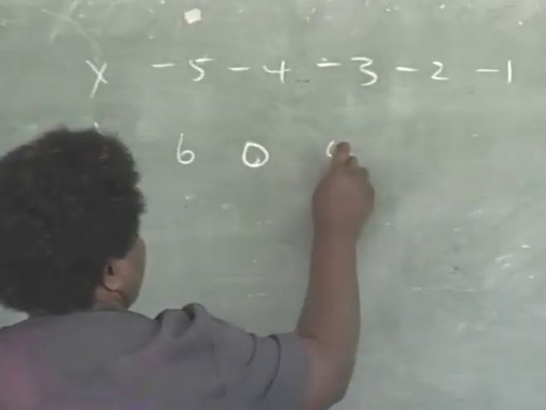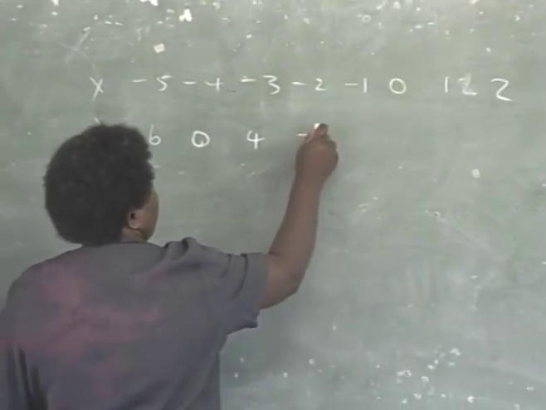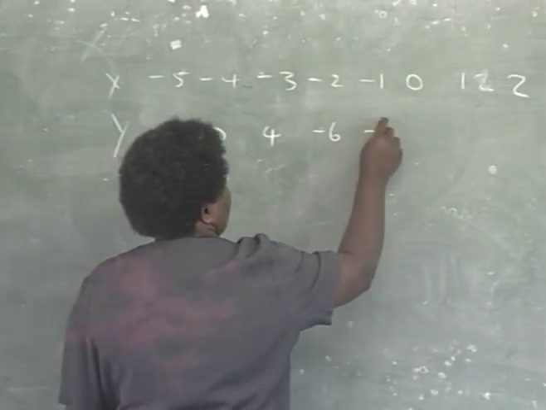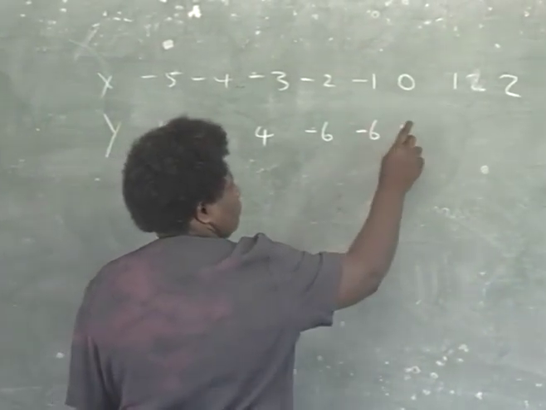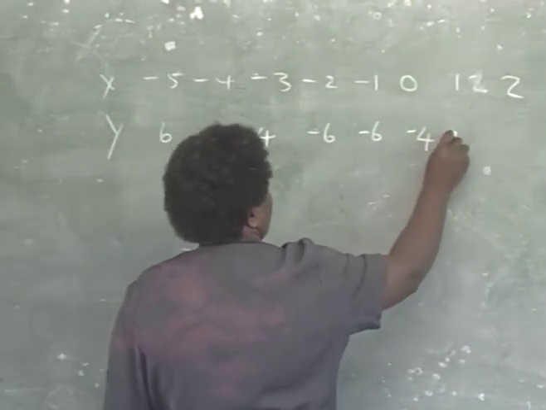X equals negative 5, y equals 6. When x equals negative 4, y equals 0. X equals negative 3, y equals negative 4. X equals negative 2, y equals negative 6. X equals negative 1, y equals negative 6. 0, y equals negative 4. 1, y equals 0. 2, y equals 6. So is this supposed to be negative 4?